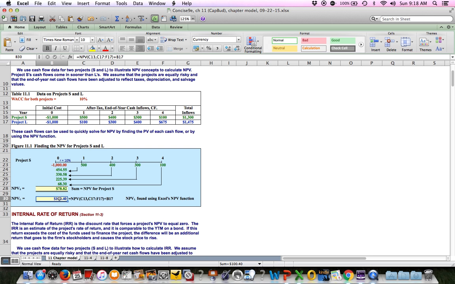Project L is what I want to show you, though. It has the NPV formula in it. Project L does. Okay, so Project L, I'm going to double click on that, and you can see that 10% is here, the initial cost of 1,000, and a whole bunch of positives here.